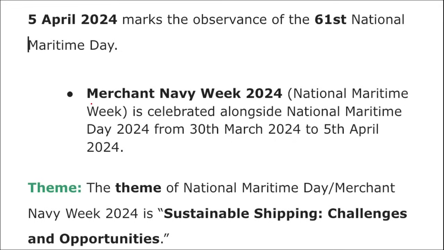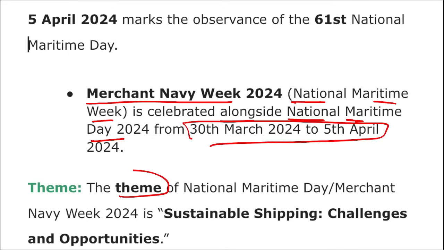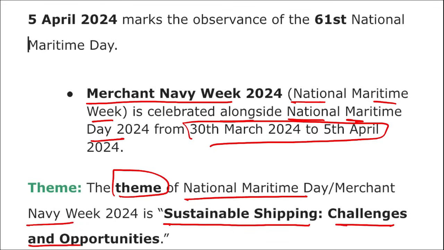Then here only remember Merchant Navy Week, that is the National Maritime Week, celebrated alongside National Maritime Day from 30th of March to 5th of April, and there is a theme for this National Maritime Day or Merchant Navy Week, that is Sustainable Shipping, Challenges and Opportunities.